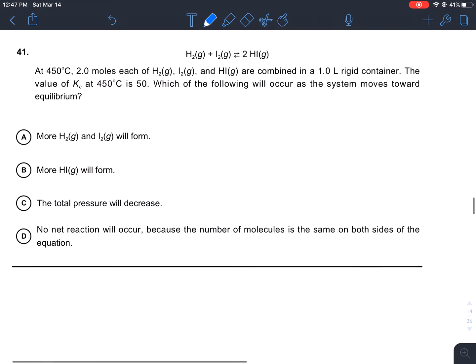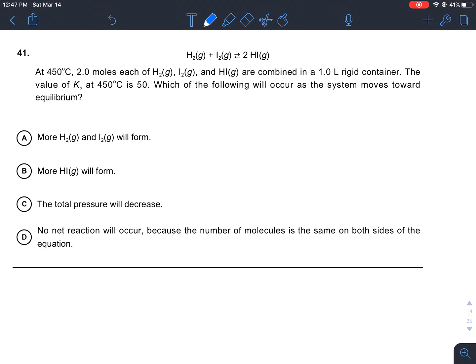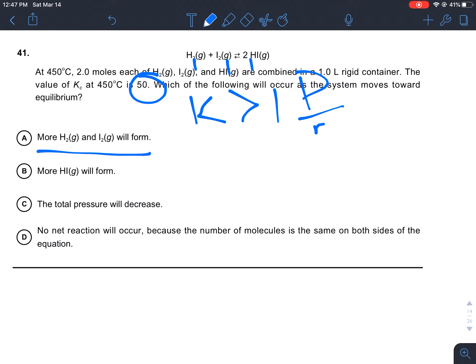41. At 450 degrees Celsius, 2 moles of each H2, I2, and HI are combined in a 1 liter rigid container. The value of the Kc at 450 degrees is 50. Which of the following will occur as the system moves towards equilibrium? Look, if we had equal values of this and this, we're going to eventually produce more product because your K is greater than 1. So you have way more product, very little reactant.